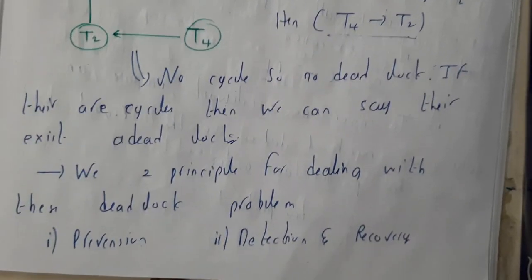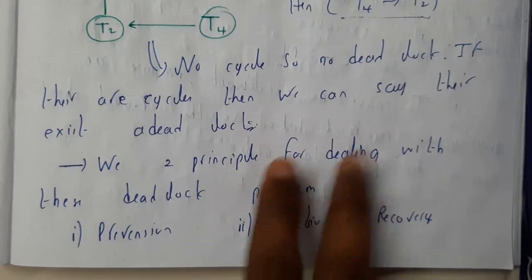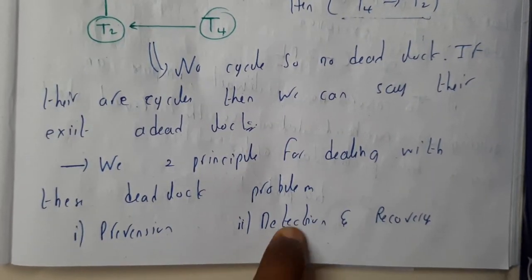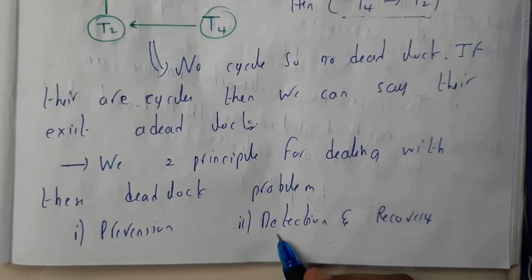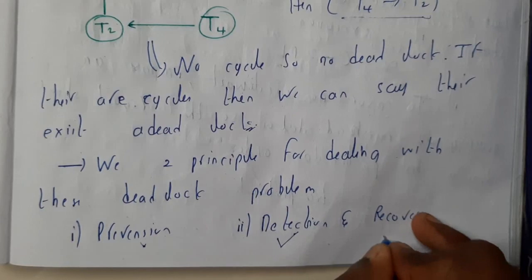We use two methods in deadlocks: deadlock prevention, and deadlock detection and recovery. Guys, we have just now discussed detection. In the next tutorial we'll go through prevention, and after that we'll go through recovery.